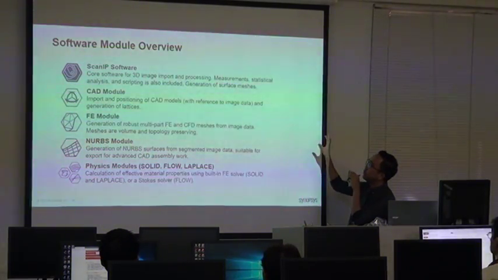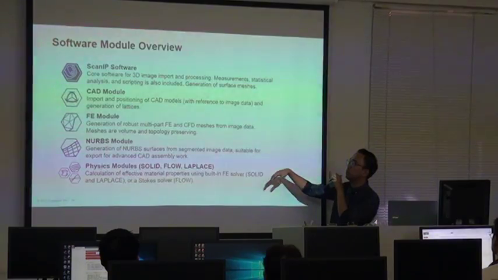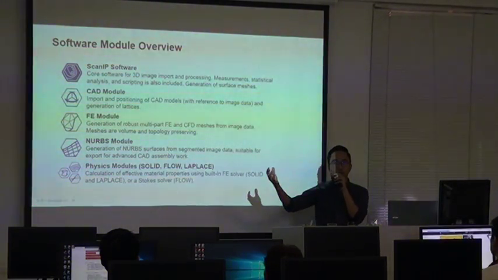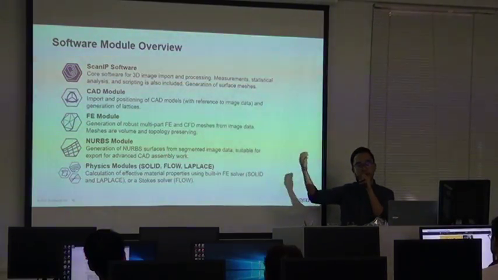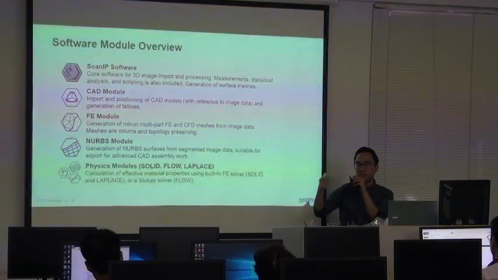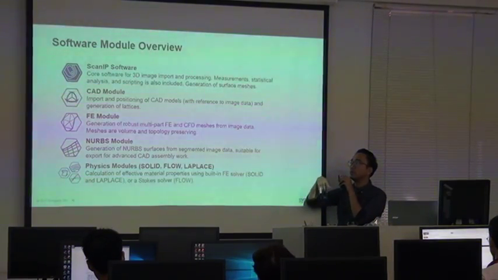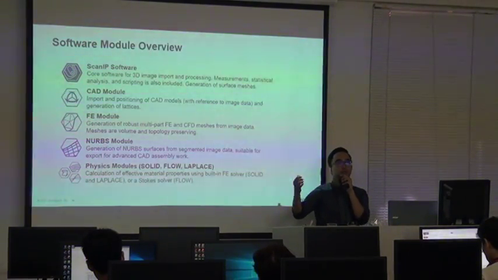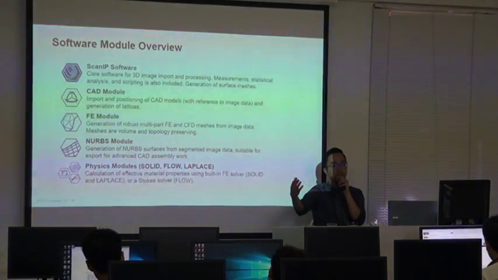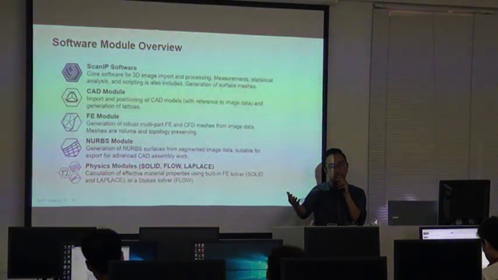Alright, and then we have additional modules. We have 4 additional modules. The first one is the CAD module. The CAD module will allow us to import the CAD model that you designed using CAD software, like CATIA, AutoCAD. And then we have an FE module. The FE module allows you to generate the mesh, and the mesh can be exported into FEA or CFD software for simulation.